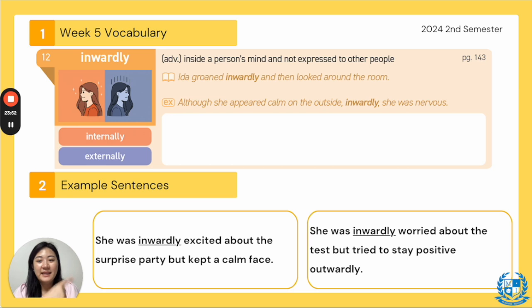Inwardly. Let's look here. It says, she was inwardly excited about the surprise party, but kept a calm face. Meaning, she already knew that there was a surprise party going on, but she held it inside. And in her face, externally, she was very calm. But inside, she was very excited. Next one, it says, she was inwardly worried about the test, but tried to stay positive outwardly. So even though she was thinking, oh no, if I don't do well on this test, and has all these different thoughts, outwardly she was like, it's okay, I can do it. Maybe you've felt that way before?